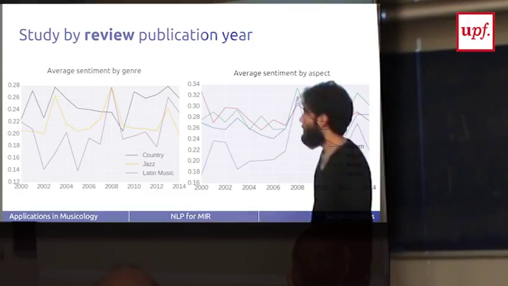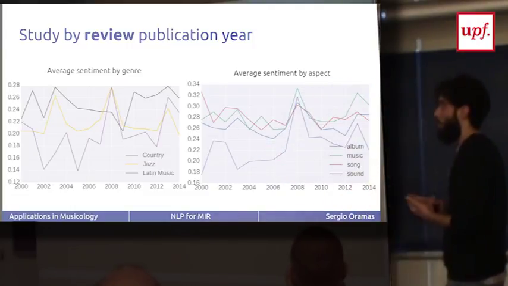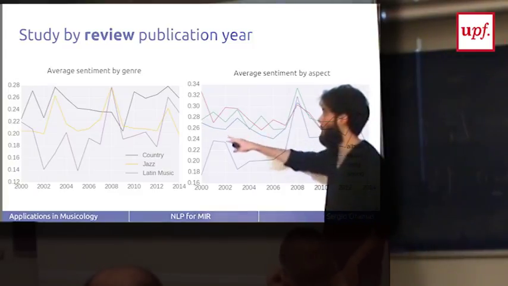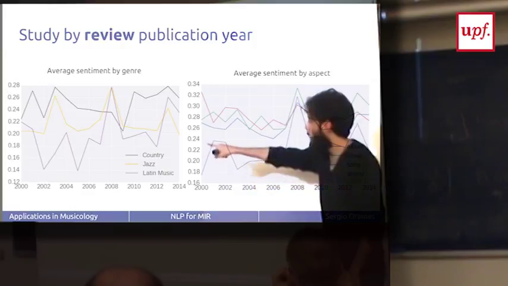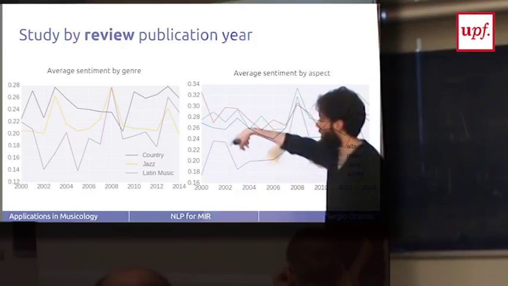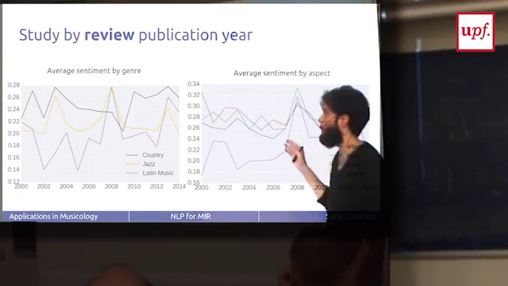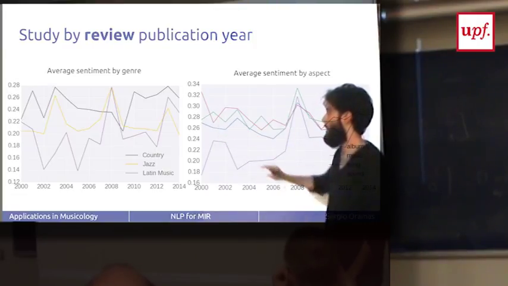But we also have the genre labels for the albums, the albums by genre. So all the country albums, all the jazz albums, all the music, and we see that almost all of the genres have this peak in 2008, but country doesn't have it.